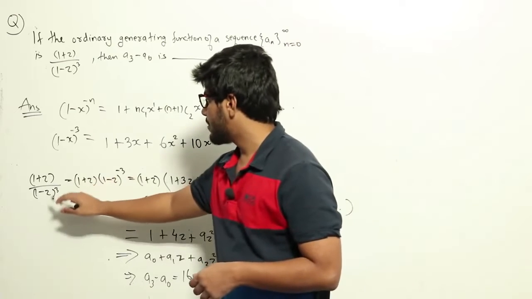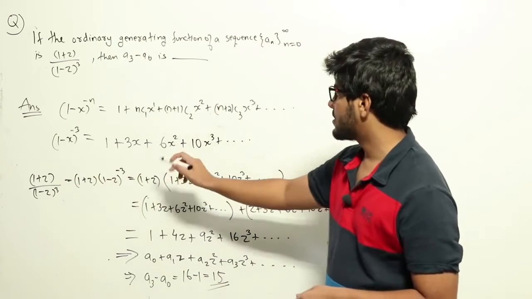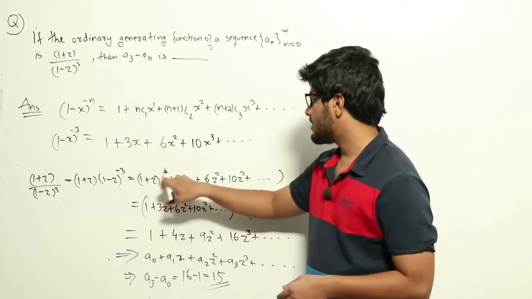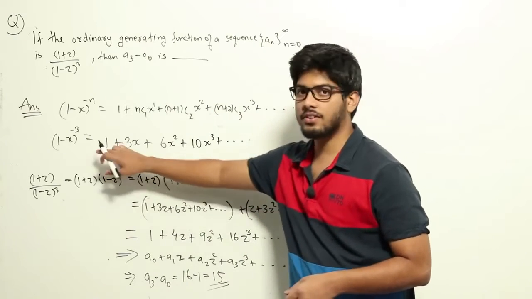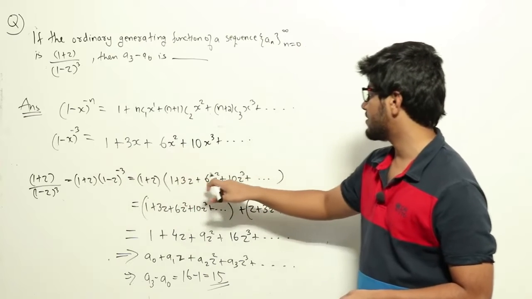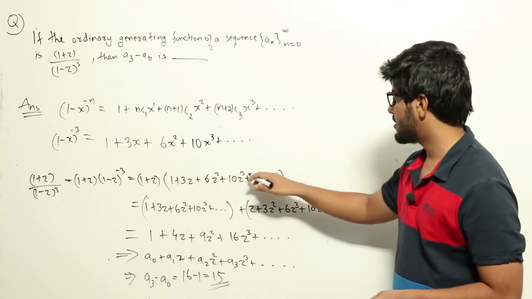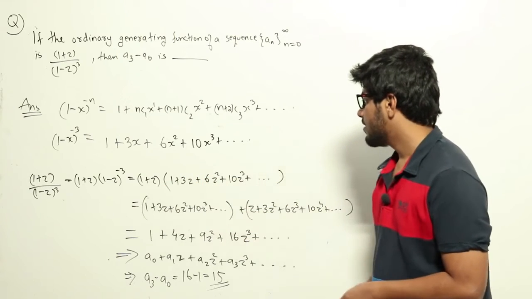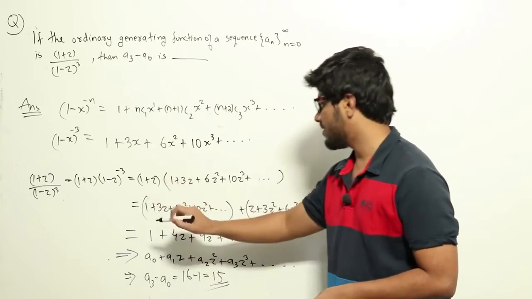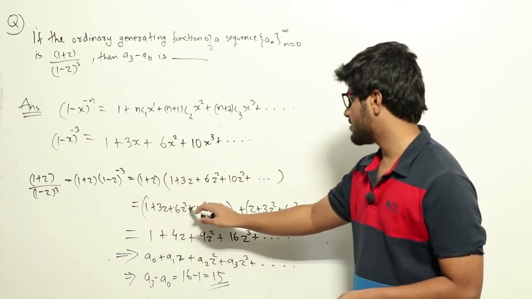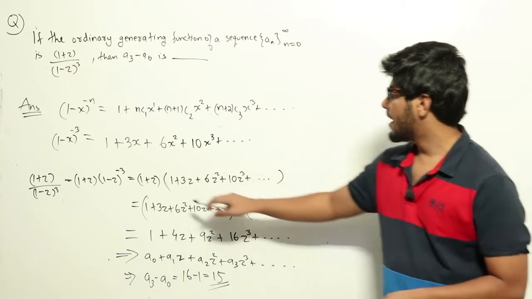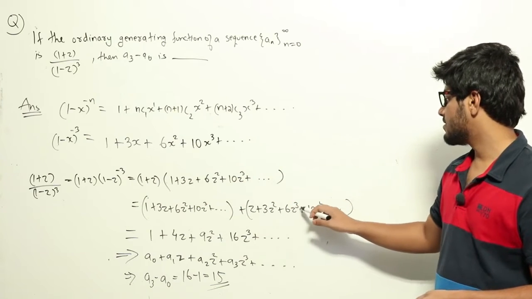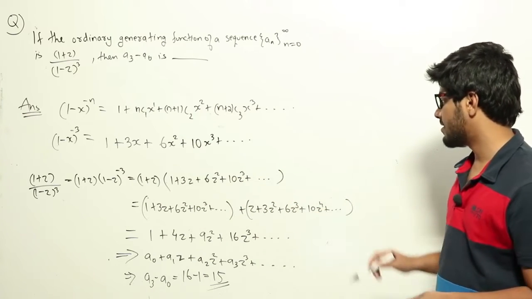1 plus z by 1 minus z the whole cube, we can rewrite it as 1 plus z into 1 minus z the whole raised to minus 3. That is 1 plus z into this part. Using this sequence I will rewrite it as 1 plus 3z plus 6z square plus 10z cube, etc. Now I will multiply this with 1 plus z. If I multiply this sequence with 1, I will get the same sequence 1 plus 3z plus 6z square plus 10z cube, etc. And if I multiply it with z, I will get z plus 3z square plus 6z cube plus 10z raised to 4, etc.